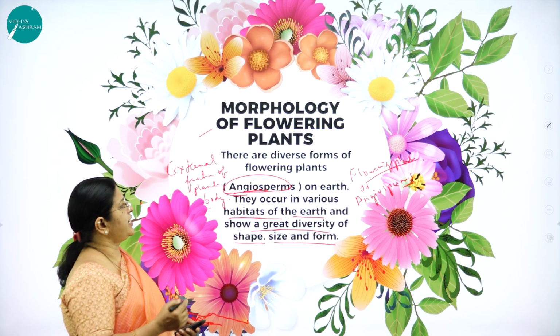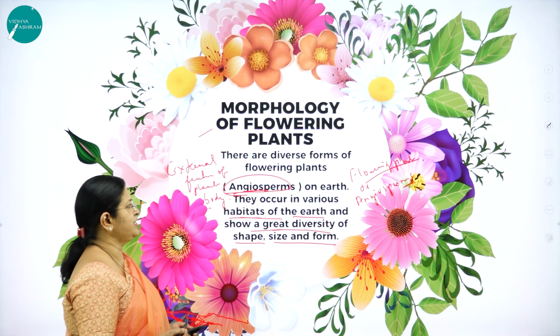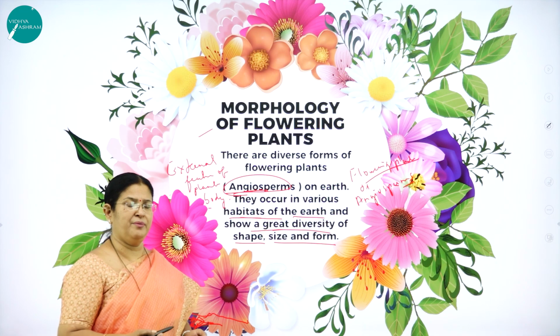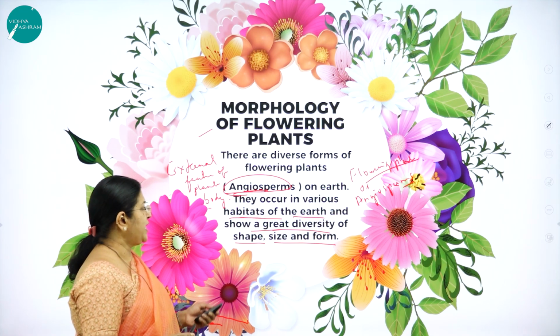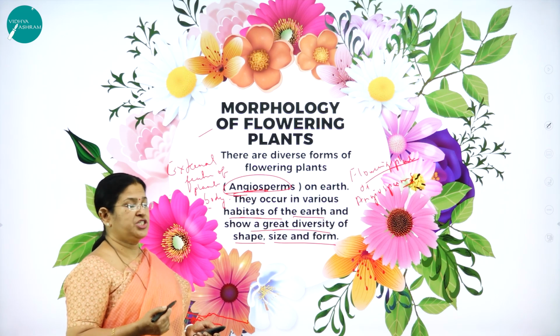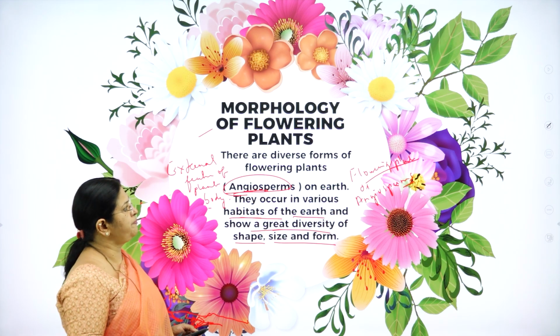As I said, there are diverse forms of flowering plants on earth and they occur in various habitats. It may be in water, it may be on land, right, and on earth, and show a great diversity of what? Shape, size and form.